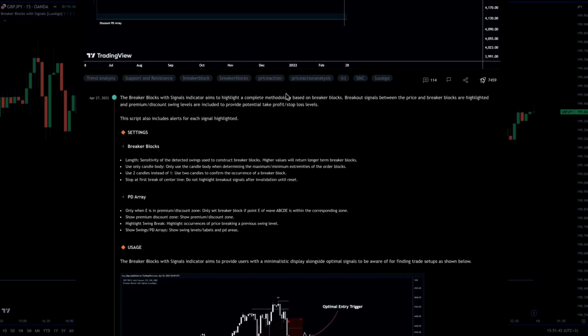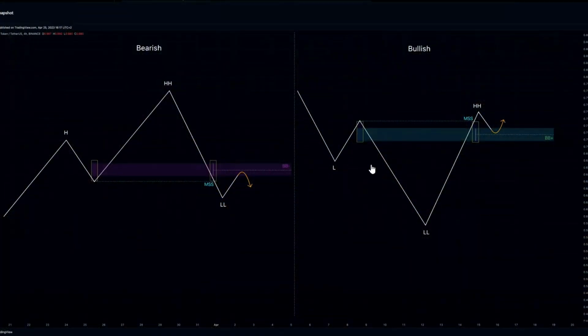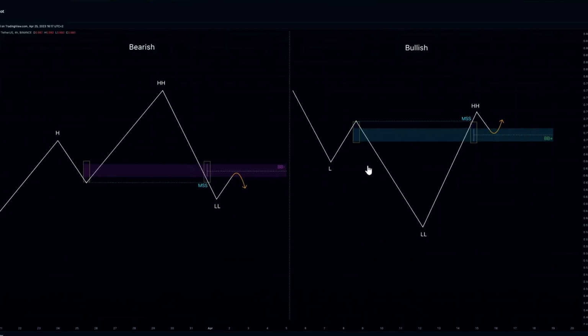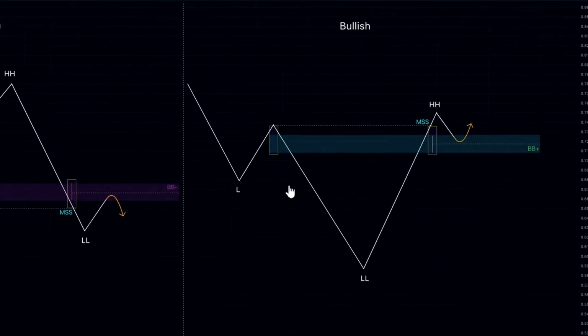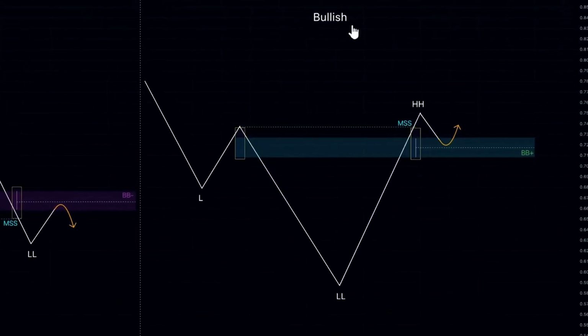Now, this raises an important question. What exactly is a breaker block? According to the creator of this indicator, breaker blocks form when an order block is mitigated by price action. Let's break that down with an example.